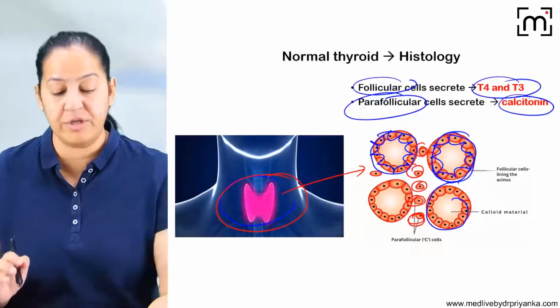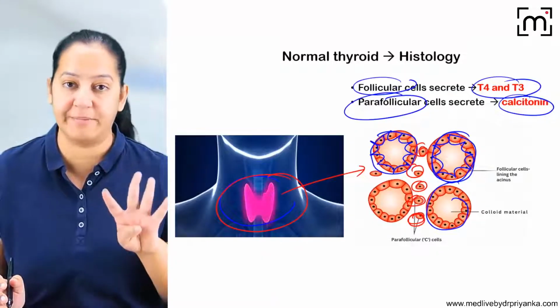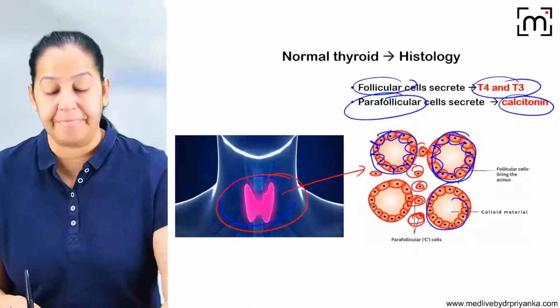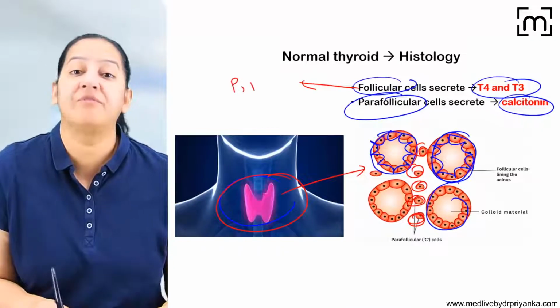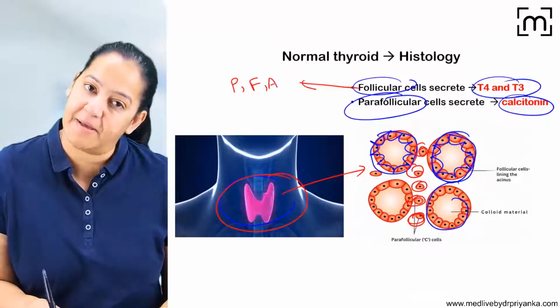So now I'm going to discuss the 4 types of thyroid tumor. Out of them, 3 of them arise from the follicular cell: the papillary carcinoma, the follicular carcinoma, and anaplastic carcinoma.